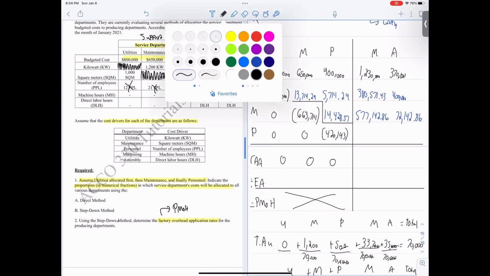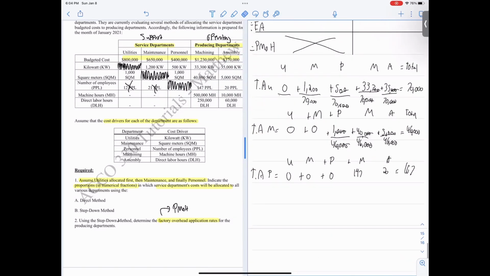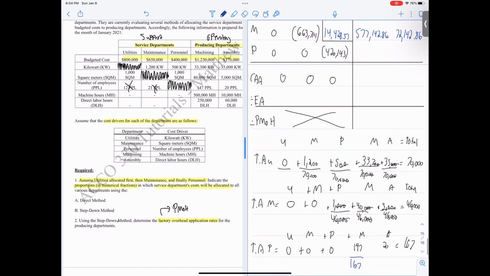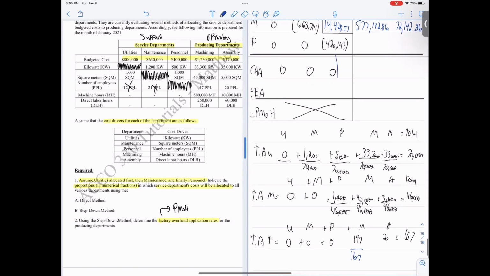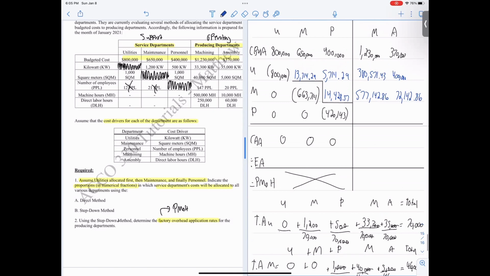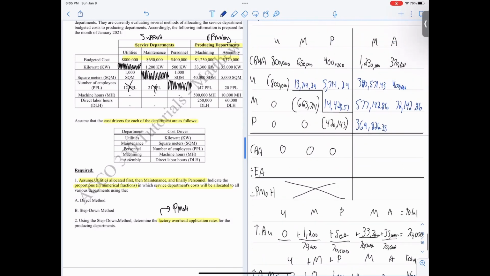Now, we got 420,143 in cost. Maintenance uses 147 of the 167 employees in personnel. So 420,143 times 147 over 167. That gives you 369,826.35. Then 420,143 times 20 over 167. That gives you 5,316.51.